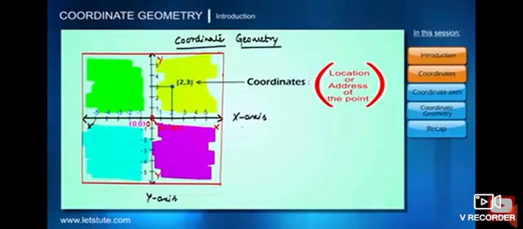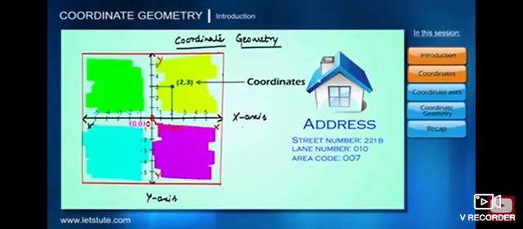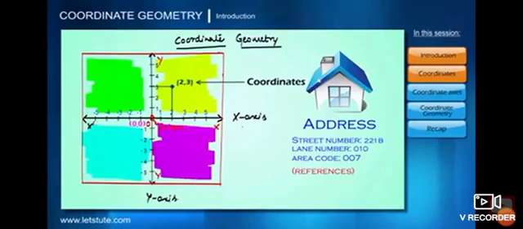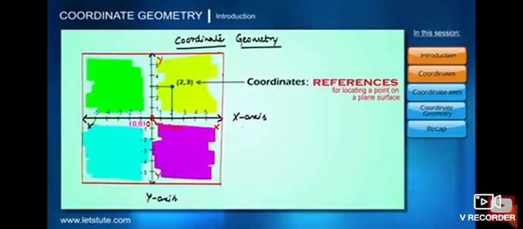For example, if I want to write the address of my home, I'll give the street number, the lane number, the area code, etc. All these things are references to reach my home. Similarly, these coordinates are the references for locating a point on the plane.